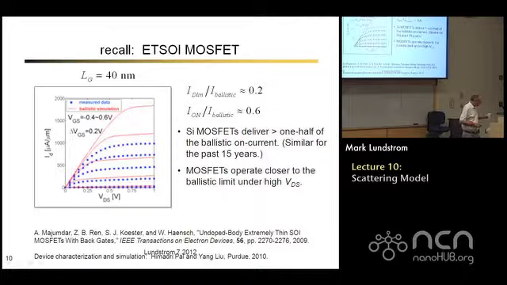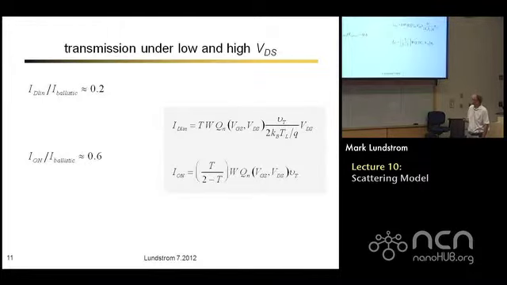Okay, so let's go back and look at one of these comparisons. This was this extremely thin SOI MOSFET that we were looking at, 40 nanometer channel length. The red lines are a ballistic simulation. The dots are the measured results. And we showed before that when you subtract out the series resistance and things and look at that a little bit more carefully, the linear current was about 20% of the ballistic current, and the on current was about 60% of the ballistic current. And then the question is, what is the transmission for these devices?